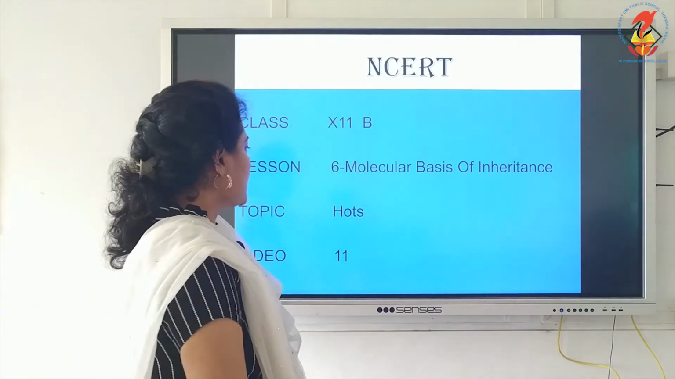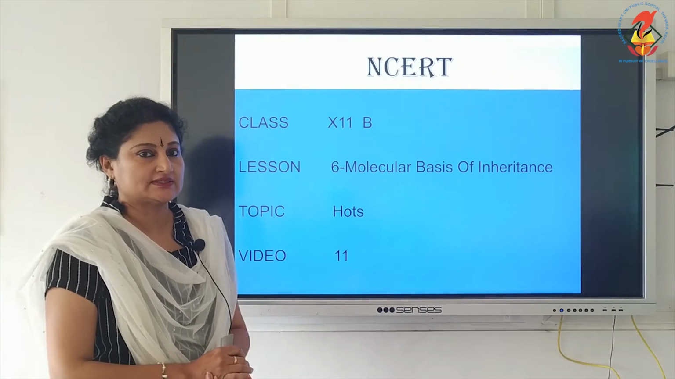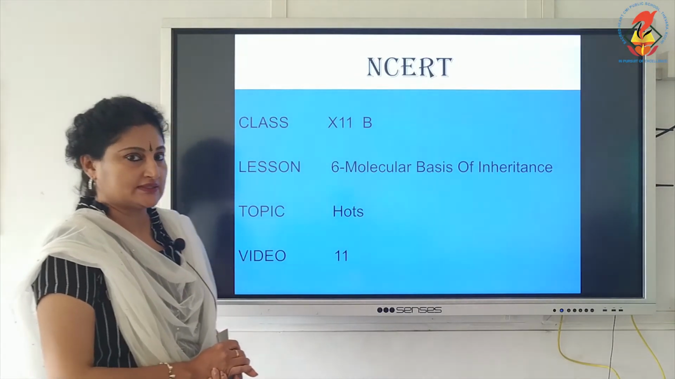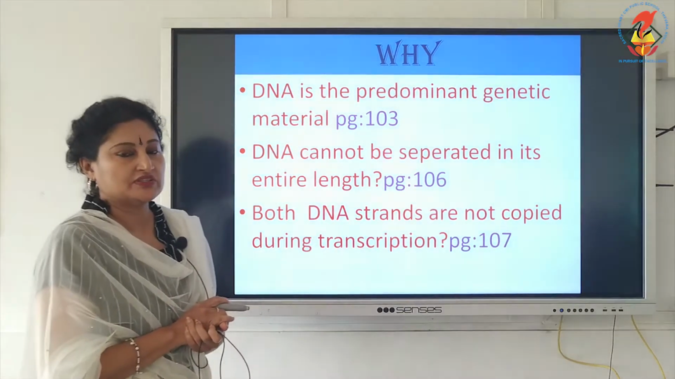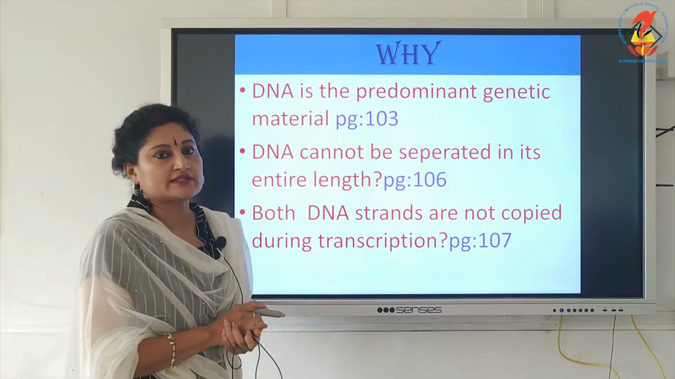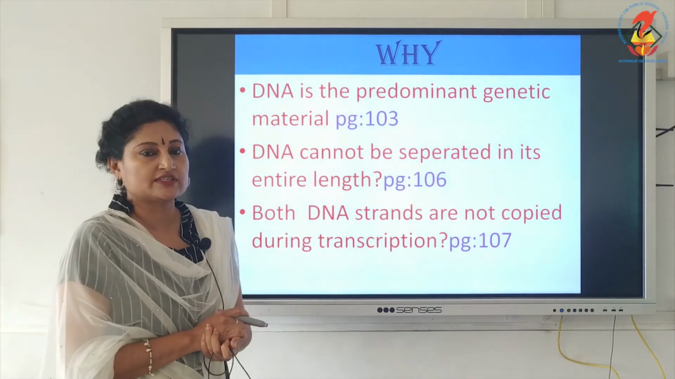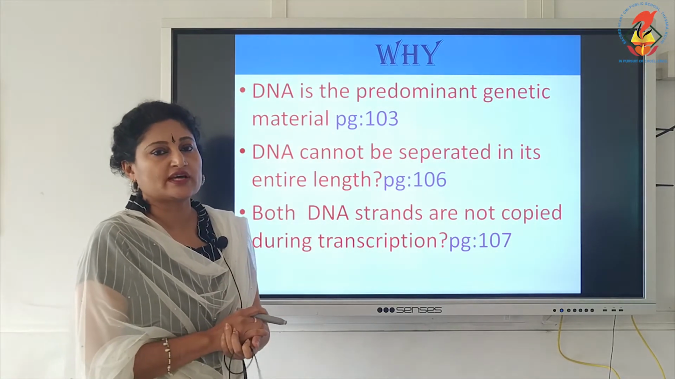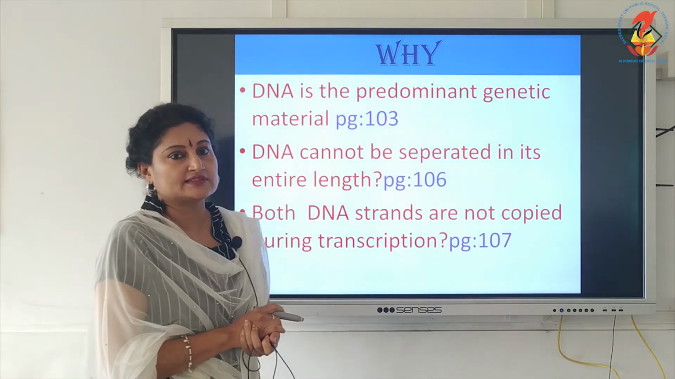Welcome children. In this video I will be dealing with some higher order thinking questions, that is reasoning type questions. The first reasoning comes with respect to the genetic material. We know that most of the organisms have DNA as a genetic material, though RNA is also serving as genetic material. Only few organisms have RNA as a genetic material.